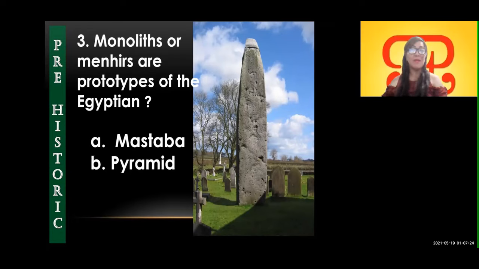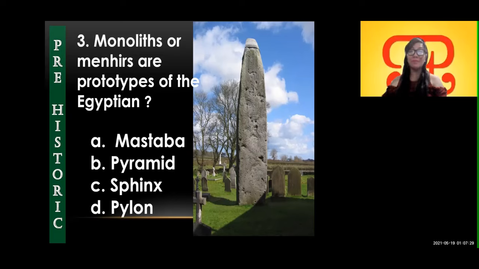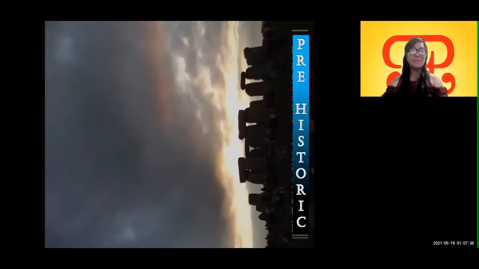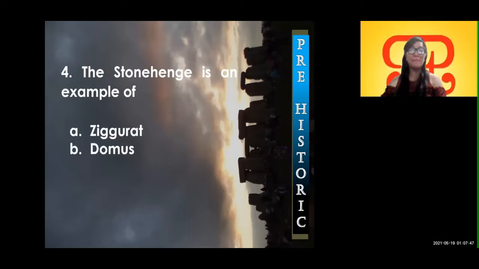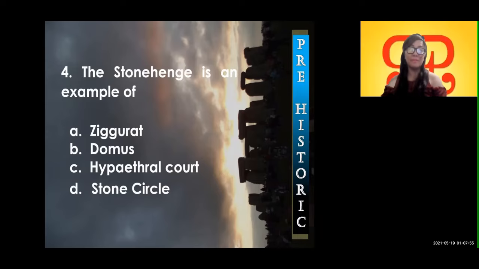Is it A, mastaba? Is it B, pyramid? Is it C, sphinx? Or is it D, pylon? The answer here is, yes, it's pyramid. Okay. Now, next is number four. The Stonehenge is an example of, is it A, ziggurat? Is it B, domus? Is it C, hypaetral court? Or is it D, stone circle? The answer here is, yes, it's stone circle.